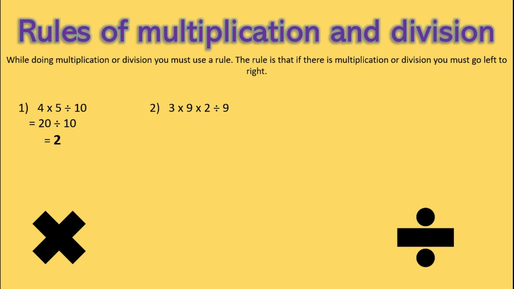The same thing applies for this question. In this question, multiplication once again is the first operation you would work with, so 3 times 9, which equals to 27, and you rewrite the rest of the question. And then you would do 27 times 2, which equals to 54. And then after this, you would have to do division, so that would equal to 6.